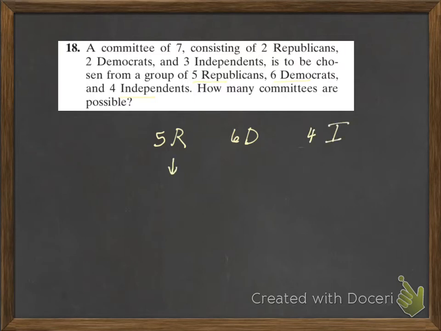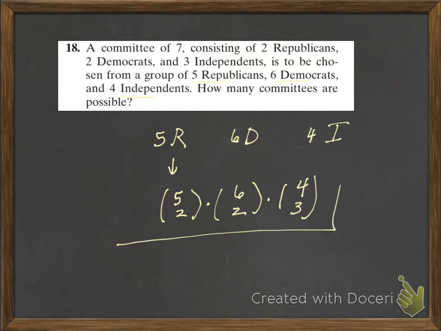From the 5, we are going to choose 2, right? So we aren't ordering the people on the committee, so that's a combination. 5 choose 2. And then the next step, so we do multiplication, of the 6 Democrats, we are going to choose 2. And then the last step is from the 4 independents, we are going to choose 3. So we are taking steps, and each step is a combination, because order doesn't matter within the committee. Okay? Moving on to 19.